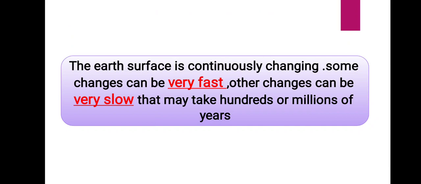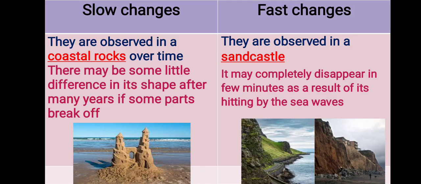Okay, and at the first of the session, I said that the Earth's surface is not stable. On the Earth's surface, changes happen. These changes may be fast, may be slow. So let's take an example of the slow changes. What is the meaning of slow changes and fast changes? Fast changes mean changes that happen in a very short time.